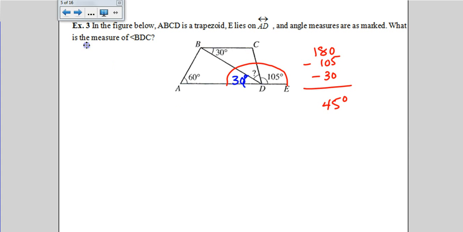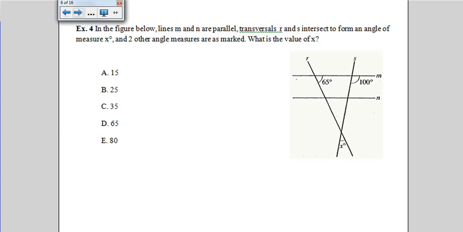All right, moving along. In the figure below, M and N are parallel, and we have transversals R and S. What is the value of x degrees? So, I think we need to fill in some things. If this is 65 degrees, there's a few things that could fill in, but let's talk about the 100. His neighbor right next to him has to add up to 180 because they form a line. So this has to be 80 degrees right here.